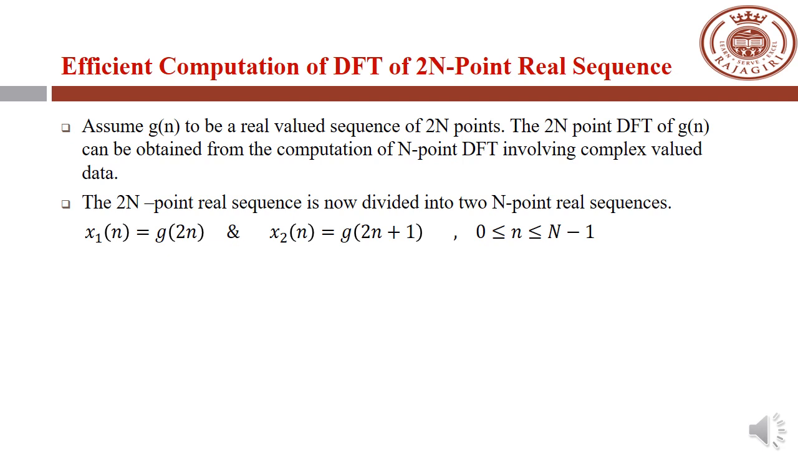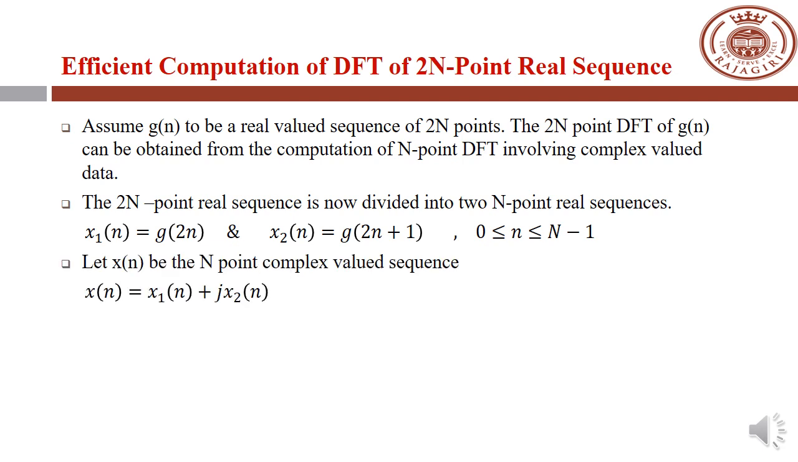x1 of n is given by g of 2n and x2 of n is given by g of 2n plus 1. Here, g of 2n represents the even numbered samples and g of 2n plus 1 represents the odd numbered samples. We are going to combine x1 of n and x2 of n to form a complex valued sequence given by x of n is equal to x1 of n plus j into x2 of n.